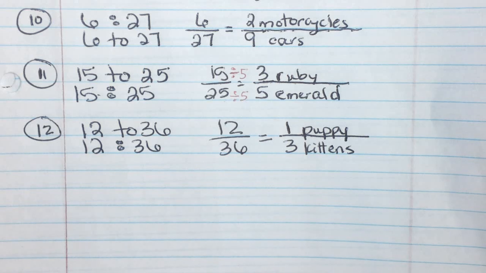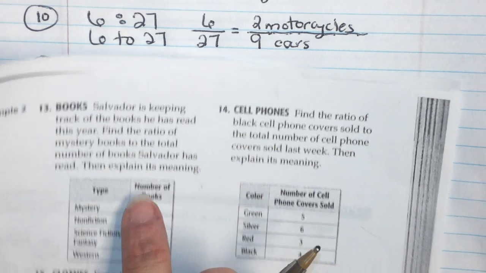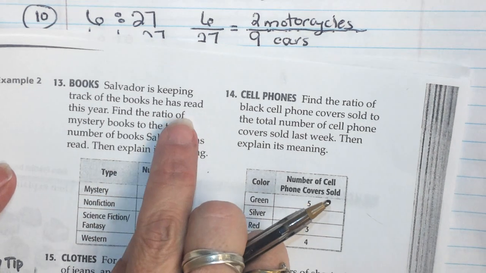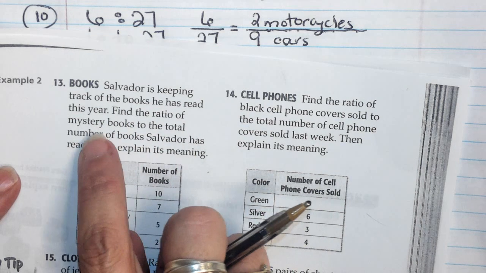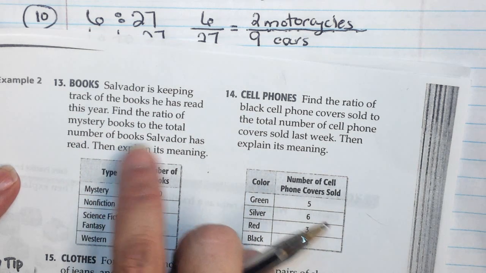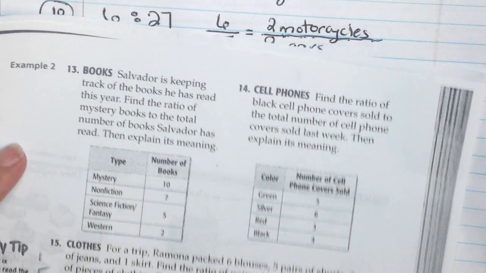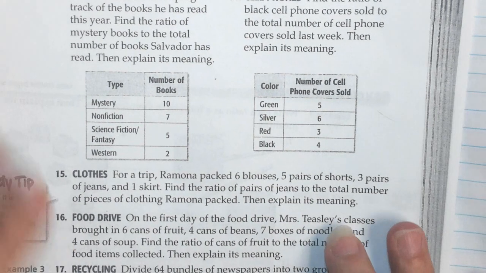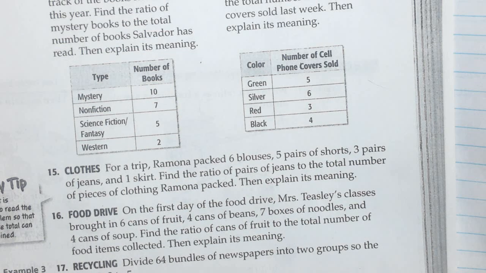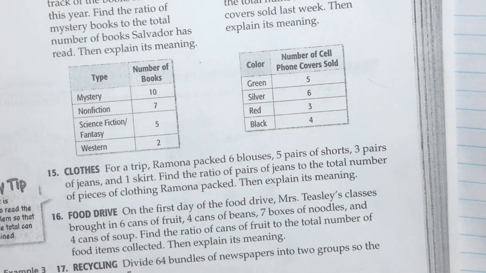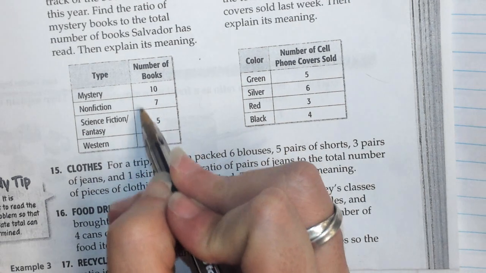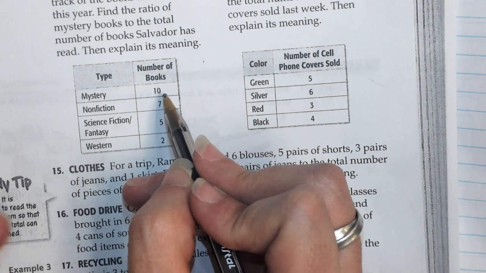Add them up. Yeah, add them all up. So, like on number 13, it says Salvador is keeping track of the books he read this year. Find the ratio of mystery books to the total number of books that Salvador has read. Then explain its meaning. They want mystery, which is how many? 10 to total number. Total number, 24. Total number meaning add them all up, including the mystery, guys.